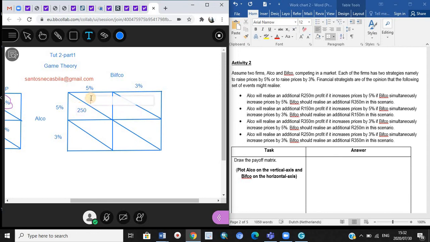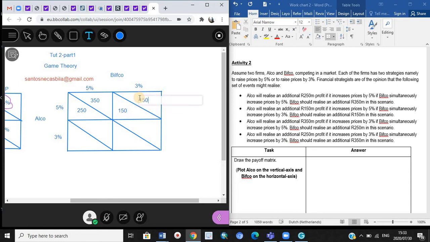250, and this one should realize 350. All right, ALCO would realize an additional 150 profit if it increases price by 5%. All right, ALCO, I'm just going to fill it here. If simultaneously increased by 3%, Bilco should realize an additional 150 as well.